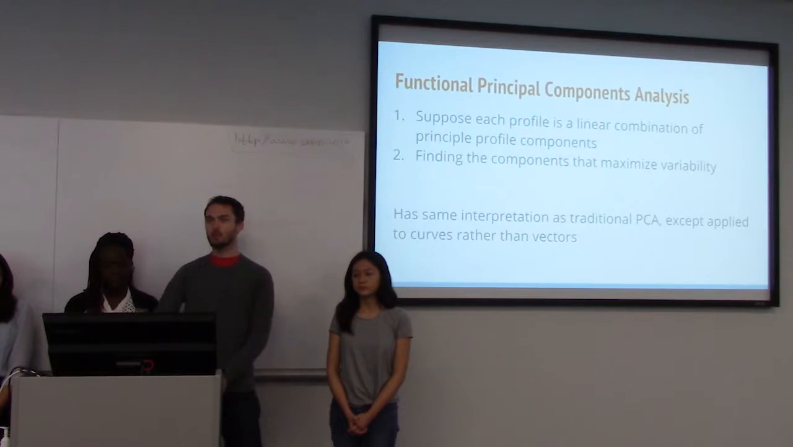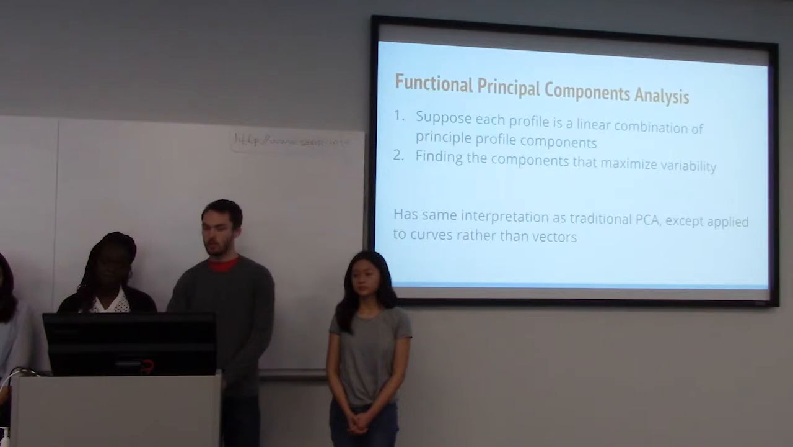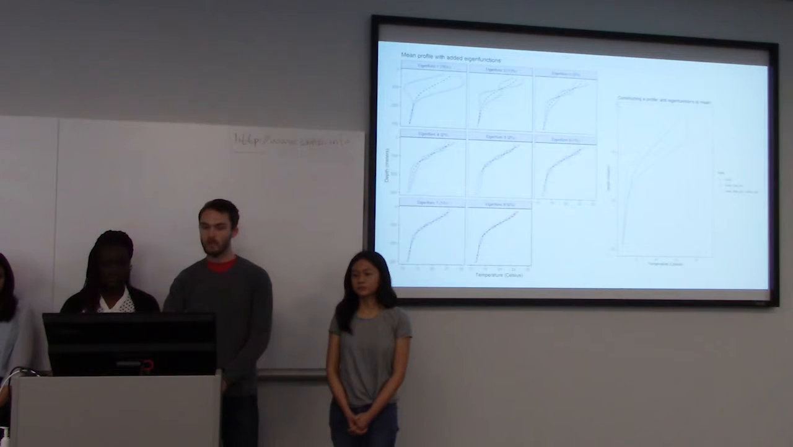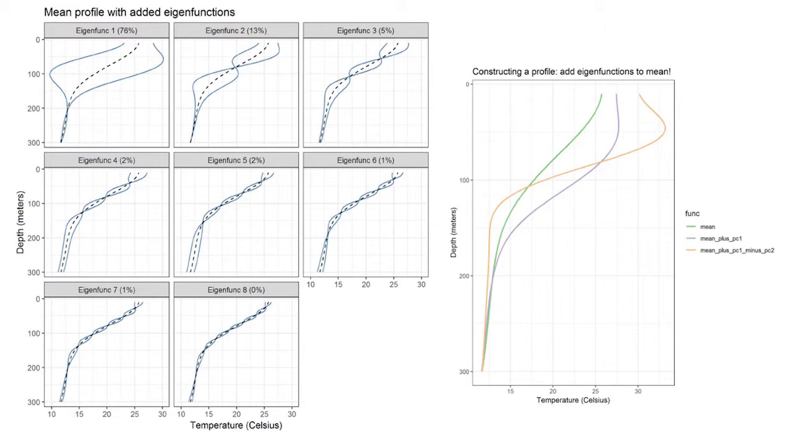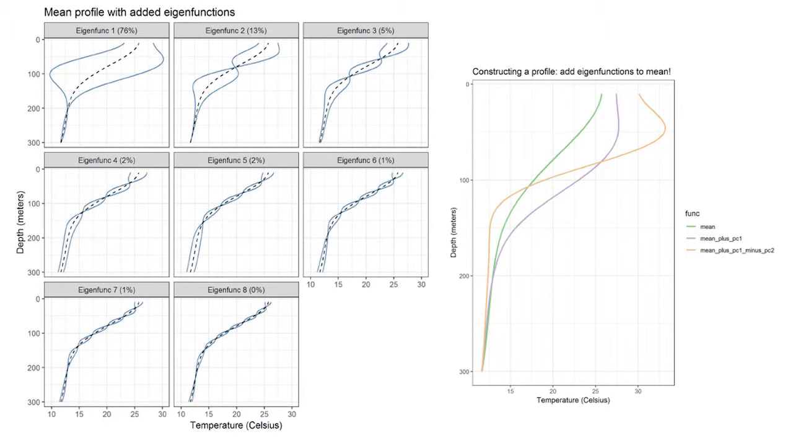So what we do is we assume that each one of these temperature profiles is a linear combination of some principal curves, and then we find the components that maximize the explained variability. We fit those to the temperature profiles in El Nino region 3, and this is what we get. We get these 8 eigenfunctions, which represent the primary modes of variation in the temperature profiles. Here the dashed line represents the mean profile, and eigenfunctions 1 and 2 explain most of the variance.